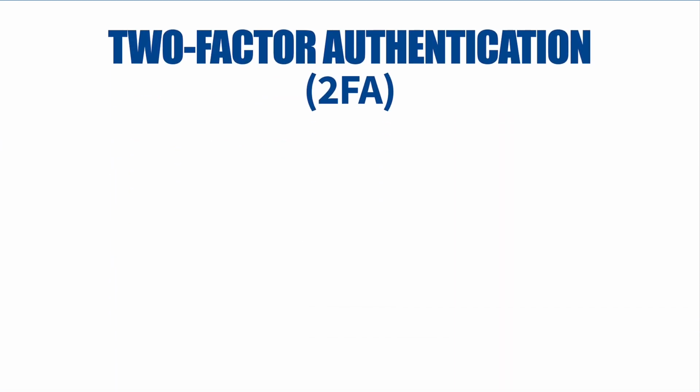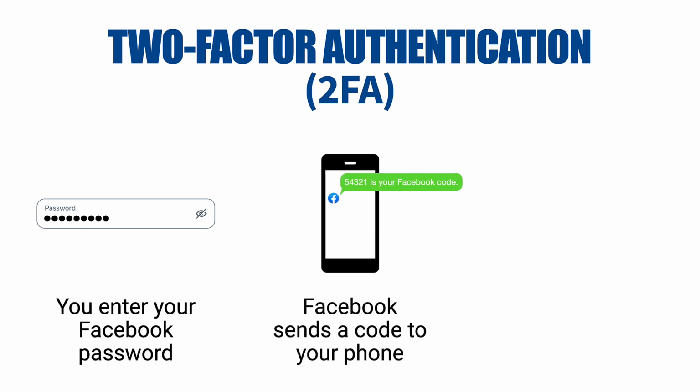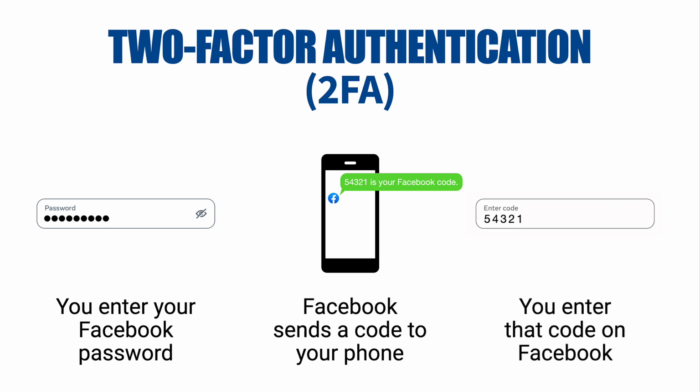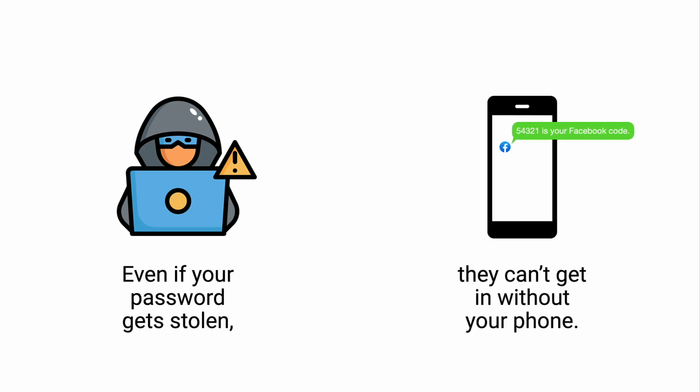Two-factor authentication, or 2FA for short, adds an extra verification step when you log in. So after entering your password, Facebook will send a code to your phone via text message or a special kind of app called an authenticator. Then you will enter that code on Facebook to verify that you were supposed to have access to that account. So even if someone steals your password, they can't get into your Facebook account unless they also have your phone.